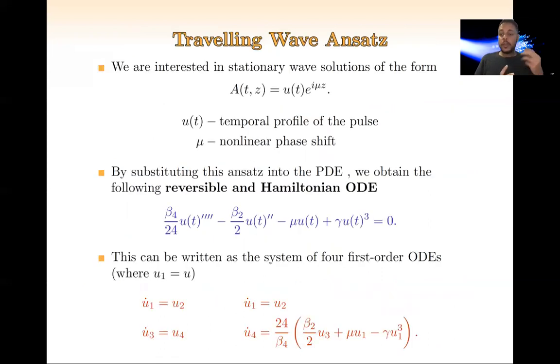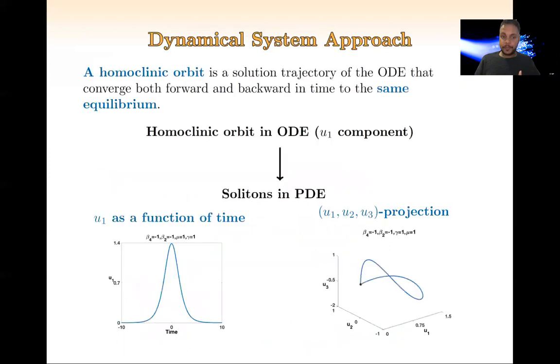First of all, we use a traveling wave ansatz to transform the PDE into an ordinary differential equation, which has two mathematical properties. That is, the ODE is reversible and Hamiltonian. I'm not going to go into much detail on these mathematical properties. Furthermore, we can write down this ODE as a system of four first order ODEs, and we are going to use this system to find new soliton solutions of the PDE.